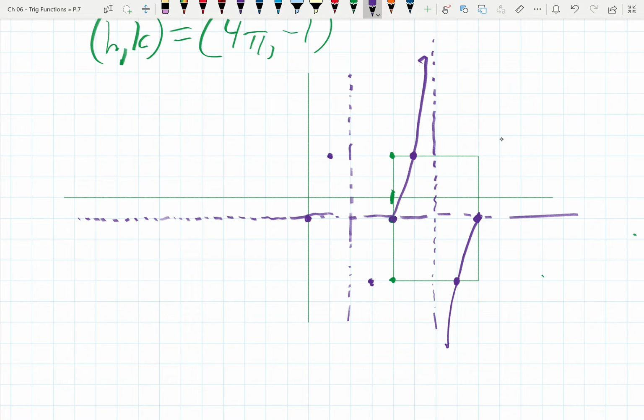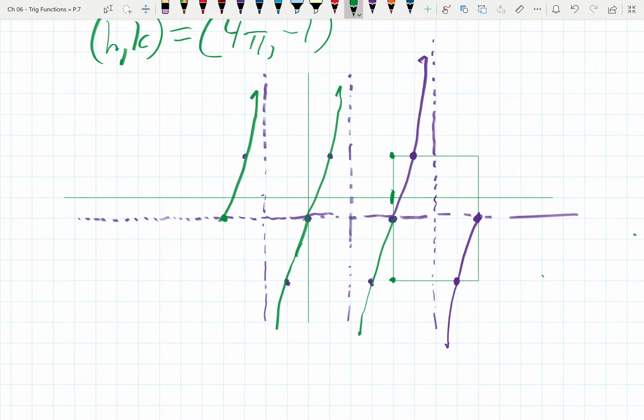Then another down point, another asymptote, and another up point. That should be two more cycles. Draw one down, up, down, and this one kind of came here. There. That's two more cycles to the left.